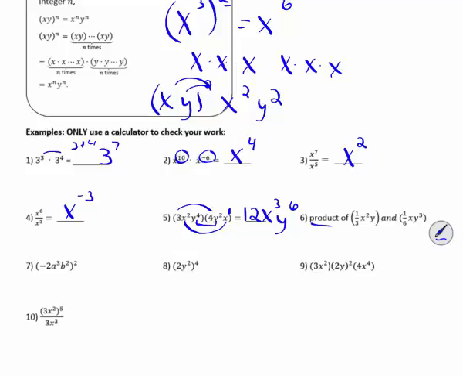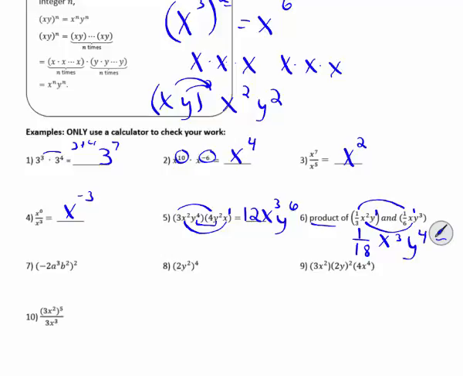All right, so you're multiplying coefficients, you're adding exponents. Number 6, product, so we're multiplying. So again, I would have to multiply the 1/3 and the 1/6, which is 1/18. Then I'm going to add the exponents for the matching bases, x to the 3rd, because there's a little 1. And for the y's, we would have y to the 4th. 1 plus 3 is 4.